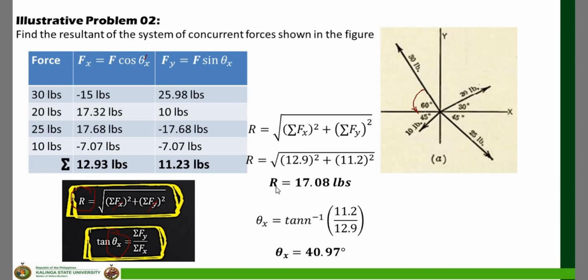So we have obtained the resultant force, the magnitude of the force, that is 70.08 pounds. As for the direction of that resultant, that is equal to theta x, which is equal to 40.97 degrees.